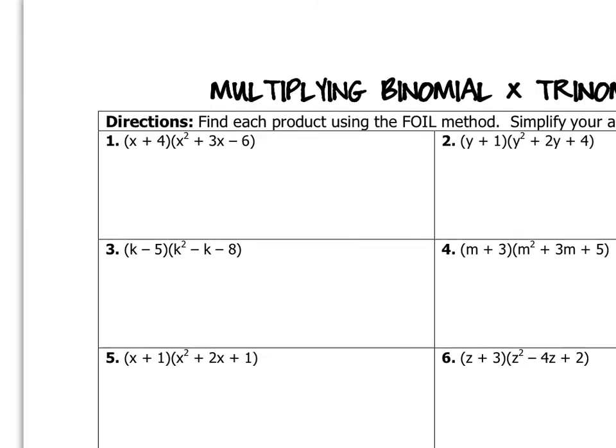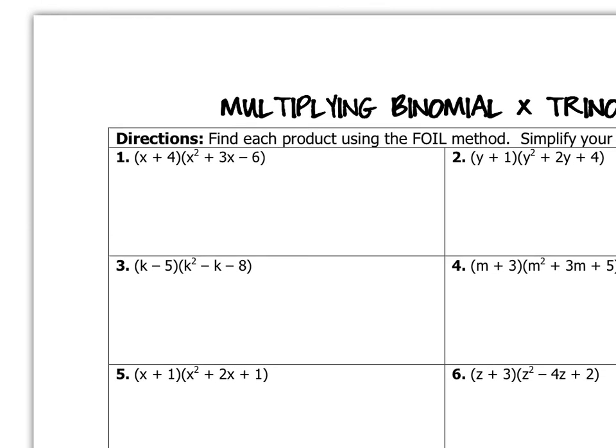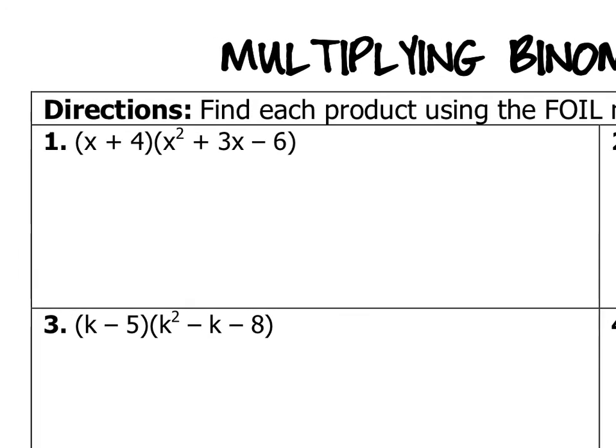It says, find each product using the FOIL method, simplify your answer. And you have to remember, foiling is just distributing. So if I look at number one, all I really need to do, guys, is take the first term x and multiply it into all three terms. Right? Again, pay attention to your signs. It should look like this. X cubed plus 3x squared minus 6x. Now, take your second term, plus 4. Multiply into that all three terms as well. This turns into plus 4x squared plus 12x and minus 24. Now, write this in standard form.